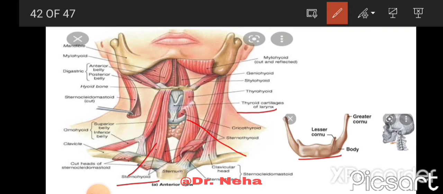Next muscle is your thyrohyoid muscle. Thyrohyoid muscle arises from the oblique line of the thyroid cartilage and inserts on the lower border of the body as well as the greater cornu of the hyoid bone. Another muscle is the omohyoid. Omohyoid muscle contains two bellies. This is the superior belly, arising from the lower border of the body of the hyoid bone, and inserts with the help of this loop on the clavicle. Then the inferior belly arises from the superior border of the scapula and inserts on this intermediate tendon, which connects this belly with the clavicle.